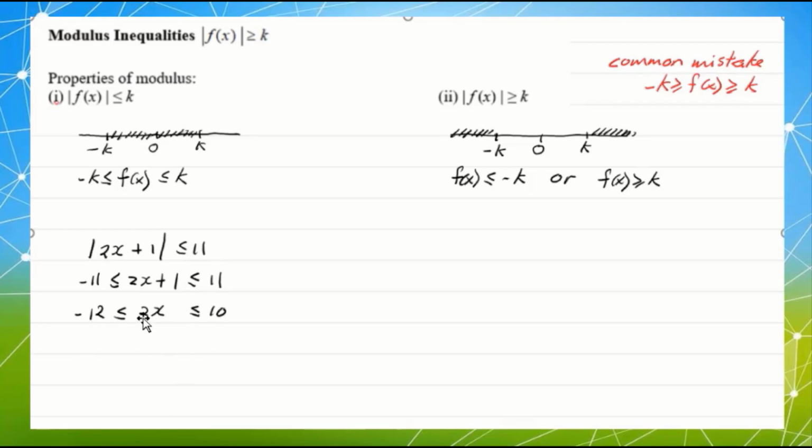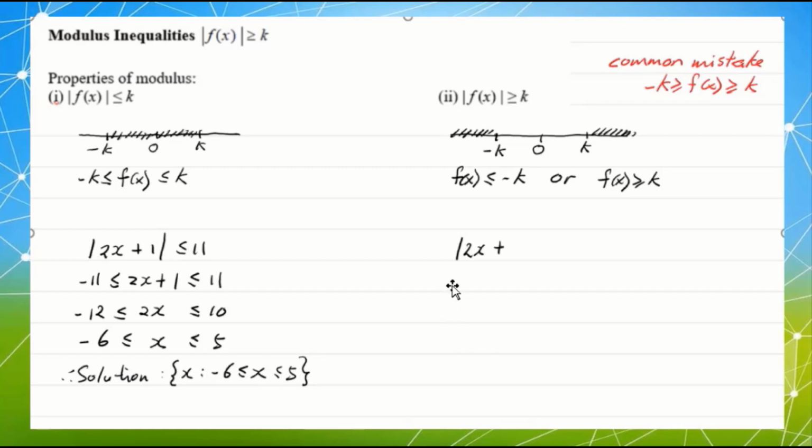Then we shift the 2 over to the left and to the right, and it becomes x greater than or equal to negative 6 and less than or equal to 5. The solution of this inequality must be written in set notation form, which is x is greater than negative 6 and less than positive 5.